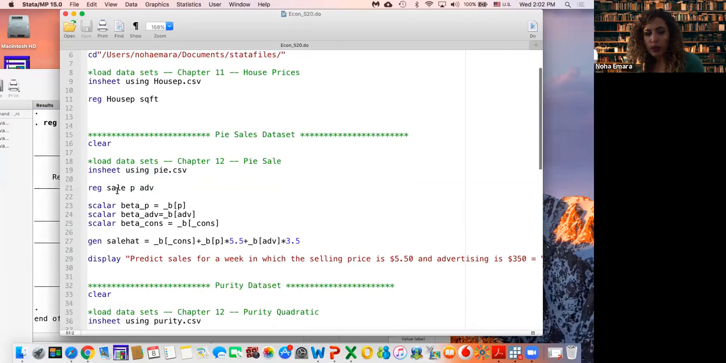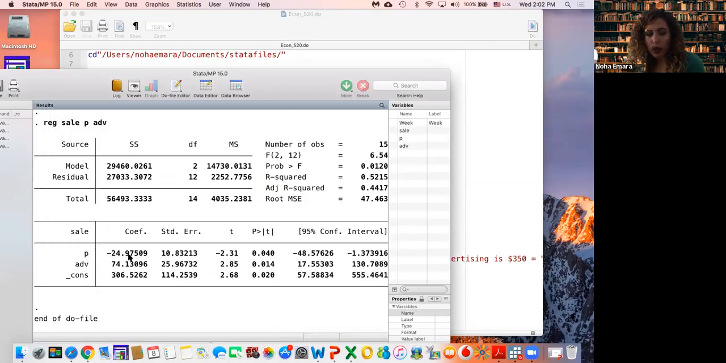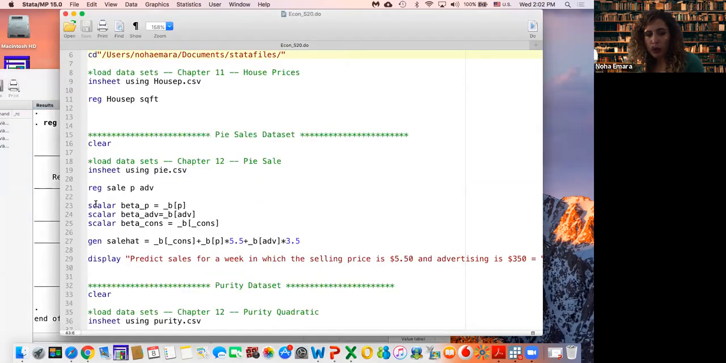Next, if I want to do predictions, what I have here is showing you how I can extract the coefficients. I want to get these coefficients out: the coefficient of P, the coefficient of advertising, the coefficient of the constant, and make a nice representation of my results. How can we do that? You can do it by the scalar command.